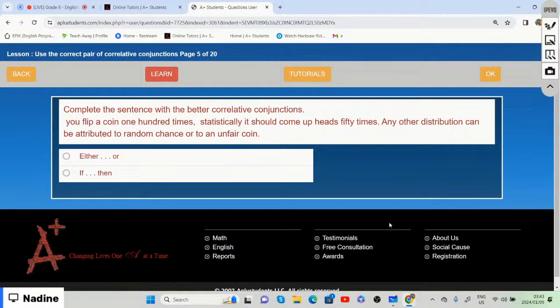So we need to choose the correct correlative conjunction. Is the first one, which is either or, or the second one, which is if then, to complete the sentence?